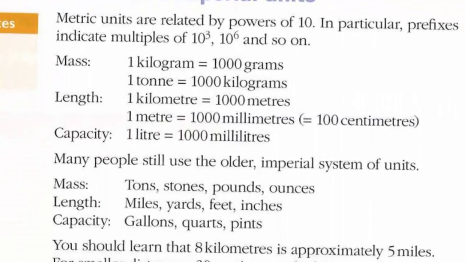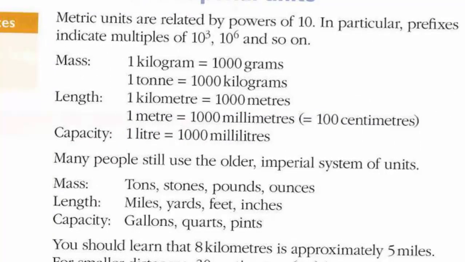As you know, the metric measurements of mass are the kilogram, which is 1000 grams, and 1 ton is 1000 kilograms. The metric measurements of length are kilometer, meter, millimeter, and centimeter. 1 kilometer is 1000 meters, 1 meter is 100 centimeters, and 1 meter is 1000 millimeters. And for capacity, 1 liter is 1000 milliliters.